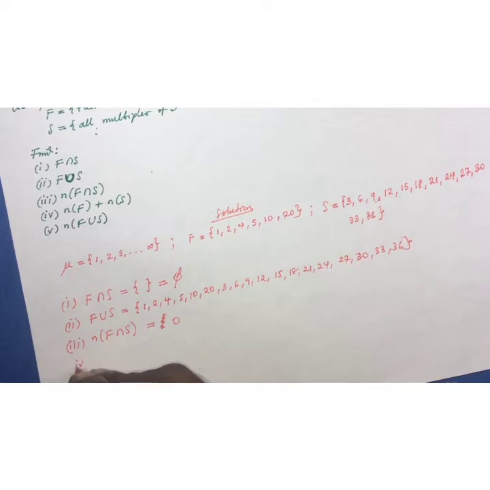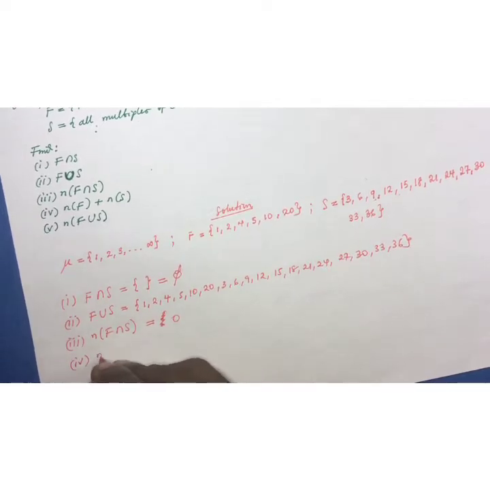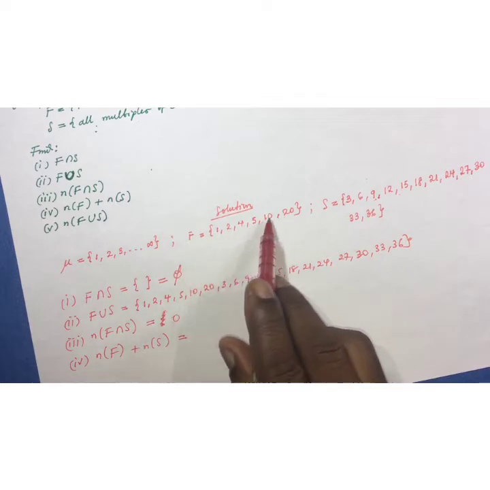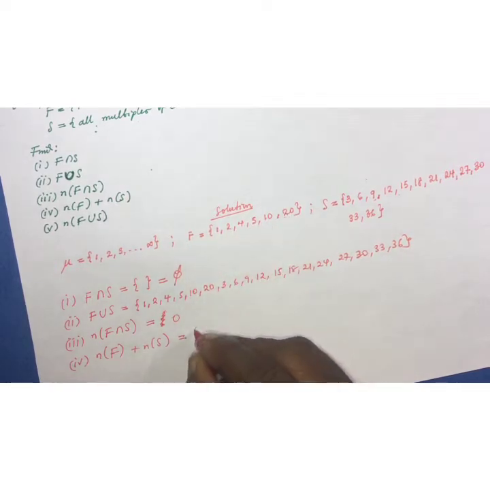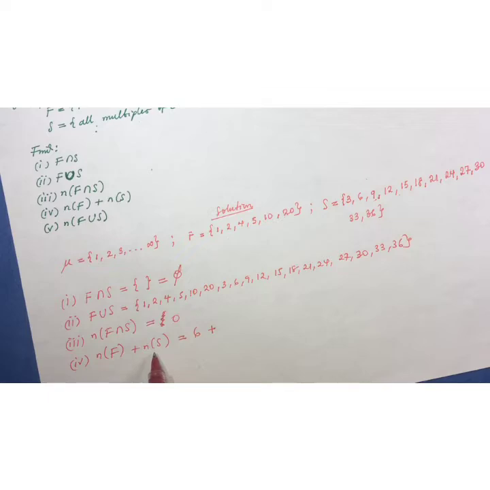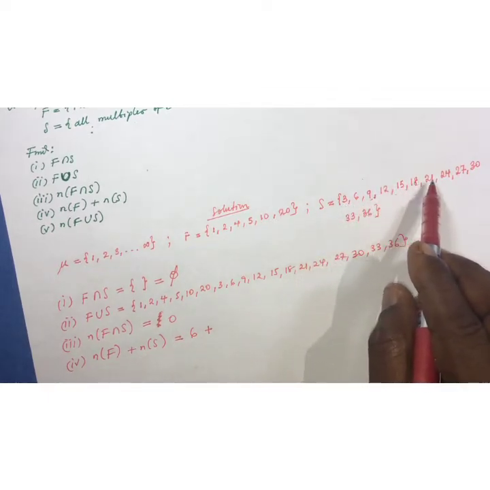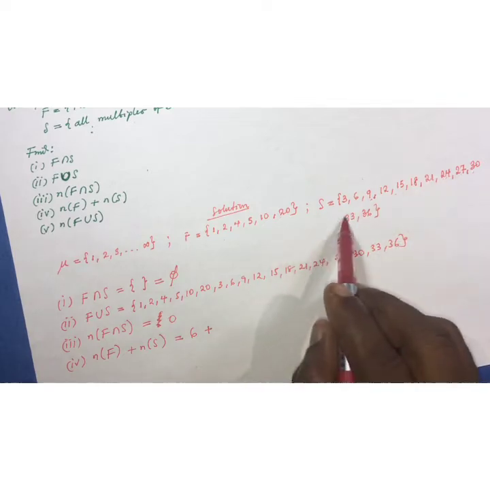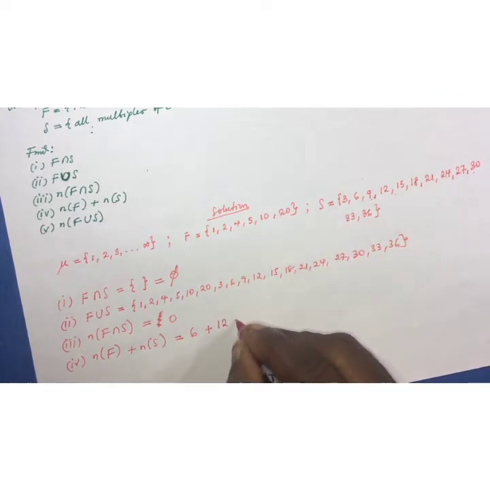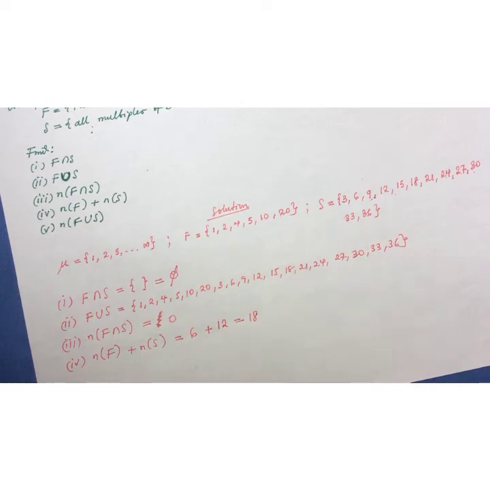Now, for number 4, we are asked to find n(F) plus n(S). So how many elements you have in F will give us n(F), and how many elements you have in S will give us n(S). So the number of elements in F would be 1, 2, 3, 4, 5, 6. Okay, so this will be 6. The number of elements in S will be 1, 2, 3, 4, 5, 6, 7, 8, 9, 10, 11, 12. So 6 plus 12 gives 18, and that answers that question.